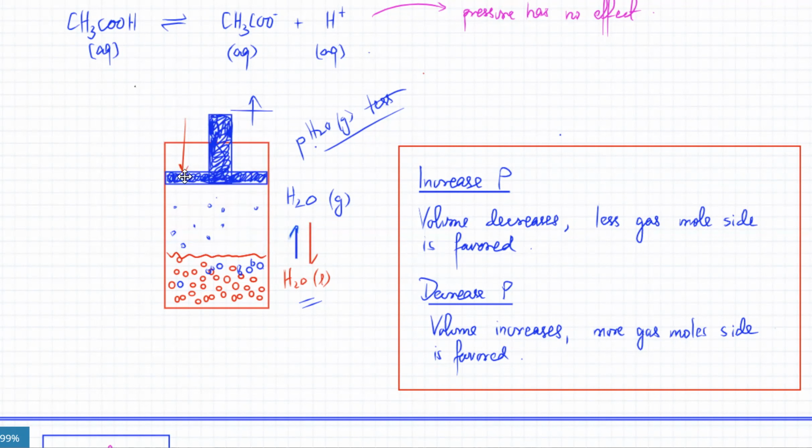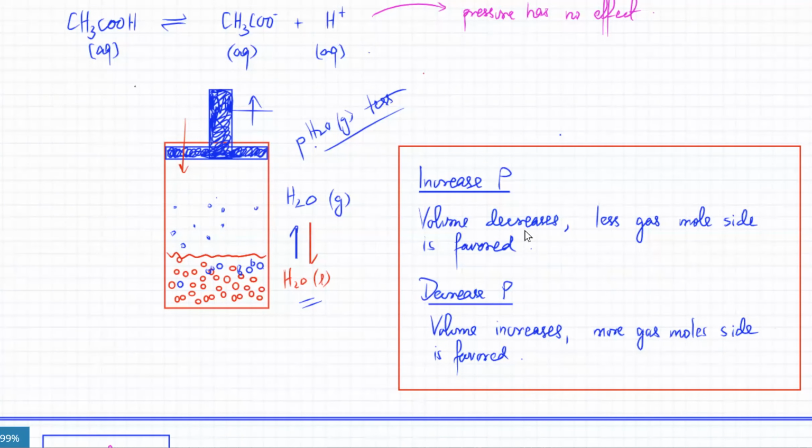Vice versa, if I decrease pressure, का मतलब है कि मैं इसको, like if I want to decrease pressure, I would pull it back. So if I keep pulling it back, then there would be more room available for water vapors to form, more room available for gas to form.